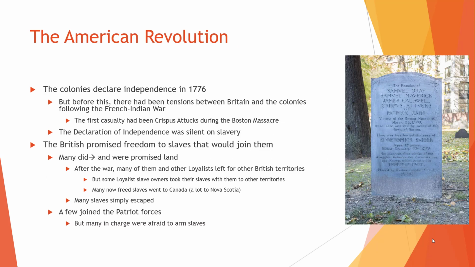Our American Revolution. Colonies declare independence in 1776. Now, before this, there had been tensions between Britain and the colonies following the French and Indian War, or the Seven Years' War. And in fact, during this period of time, the first actual casualty, as we know, of American independence was Crispus Attucks, an African American, in the Boston Massacre. Now, the Declaration of Independence was basically silent on slavery, and there's a reason for that.